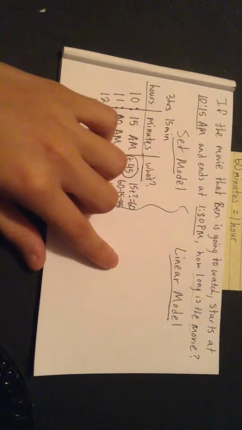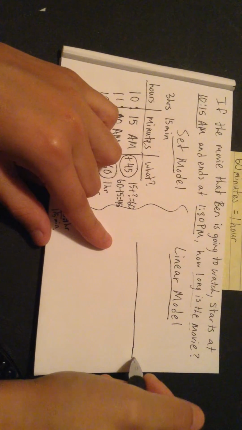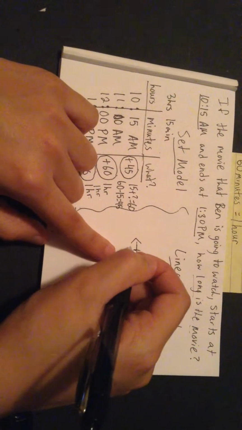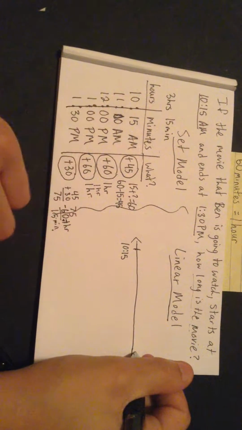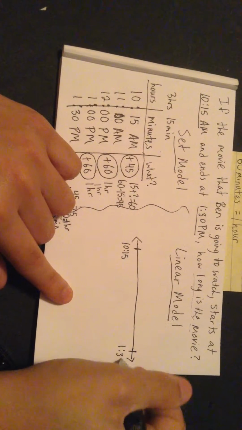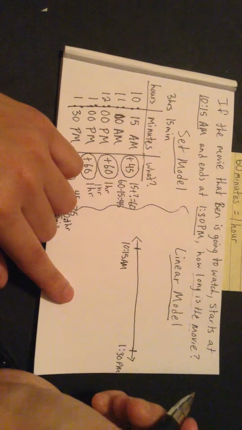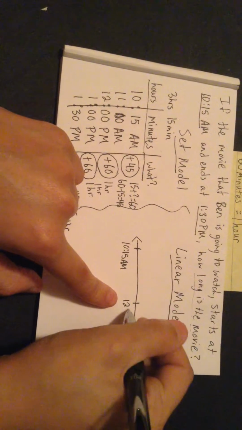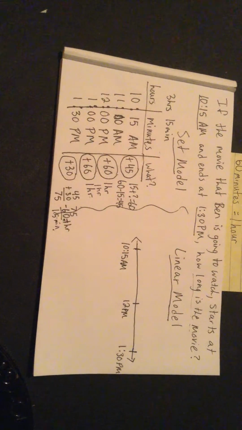Now, using the linear model, it would be very, very similar. But we're going to start with our starting place, 10:15. And we're also going to put our ending time, 1:30 p.m. and a.m. And we should also put noon in the middle, which is 12 p.m. because that'll help us know where we have to jump to.